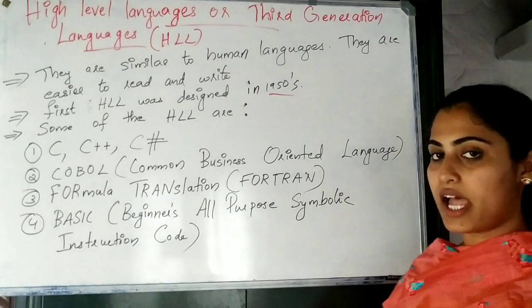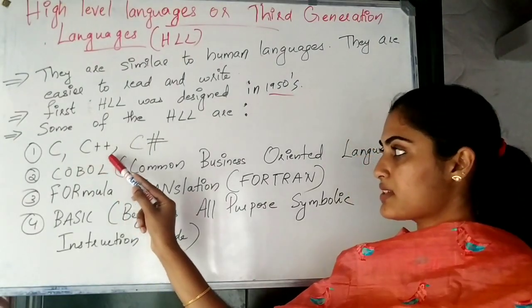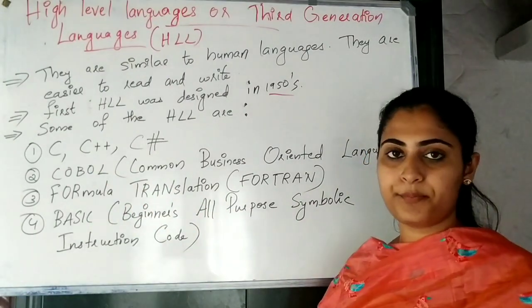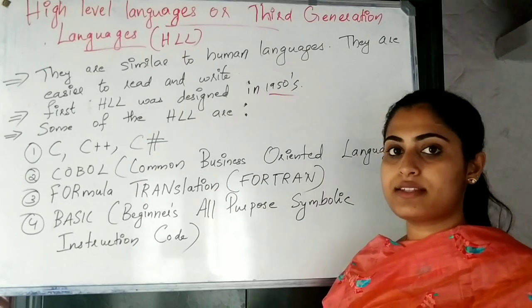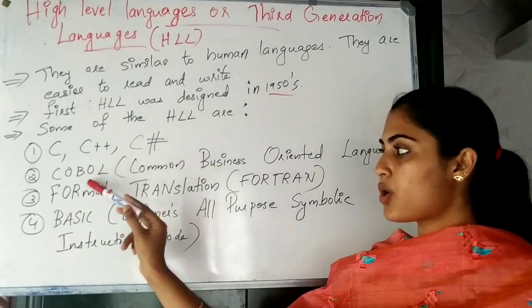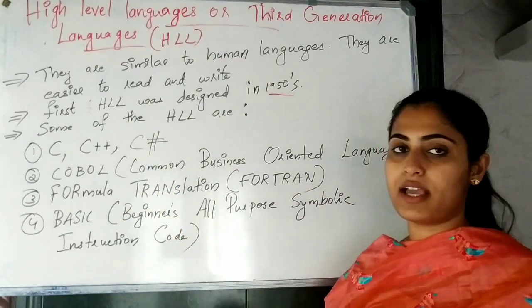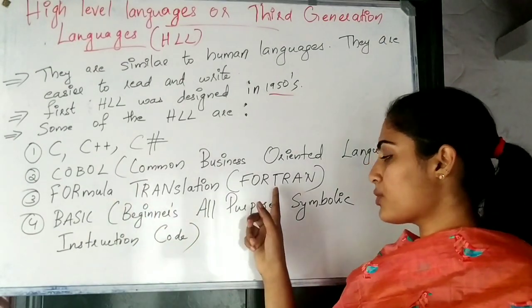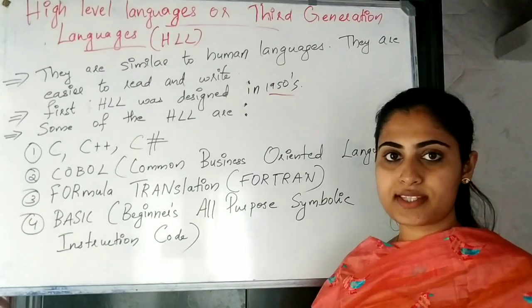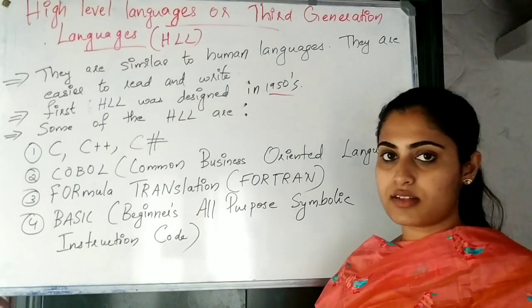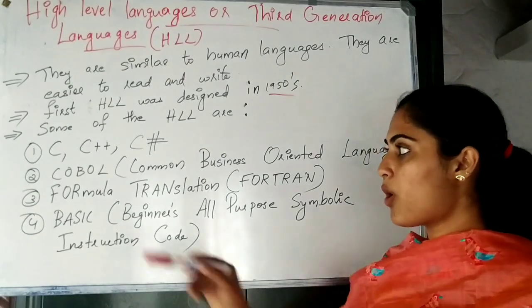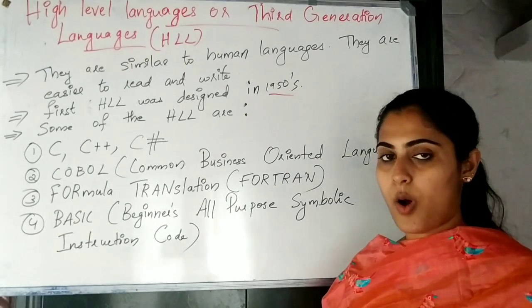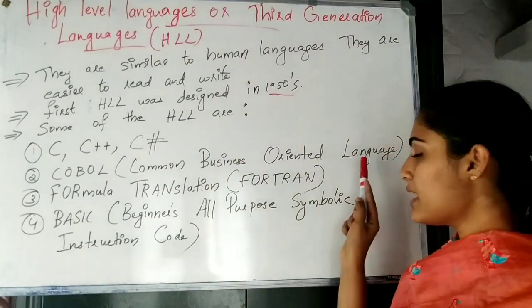Some of the high level languages are C, C++, C Sharp, COBOL, Formula Translation, Basic, etc. A full form has been provided for COBOL, Fortran and Basic, and you should study these full forms. It will be asked as a one word question. The full form for COBOL is Common Business Oriented Language.